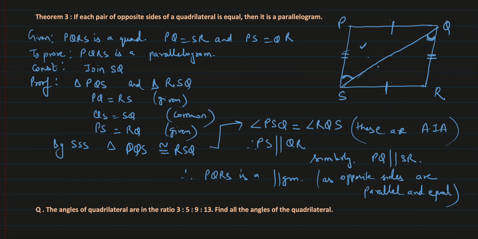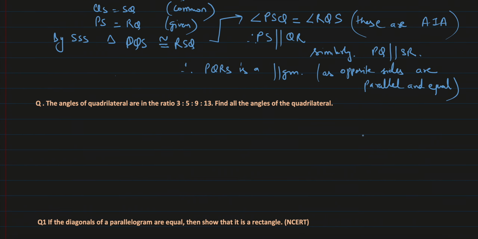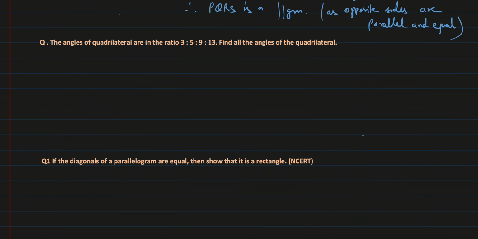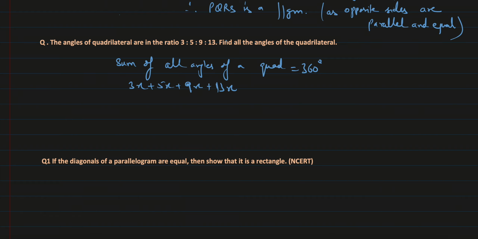Yeah, let us do two questions from your NCERT only. This one is from the older NCERT book. Very easy question. The angles of a quadrilateral are in the ratio 3:5:9:13. Find all the angles of the quadrilateral. We know the sum of all angles of a quadrilateral is 360 degrees. So let the angles be 3x, 5x, 9x and 13x. Whenever the angles are given in ratio, we assume the common factor is x. Their sum is 360. Add them all up.